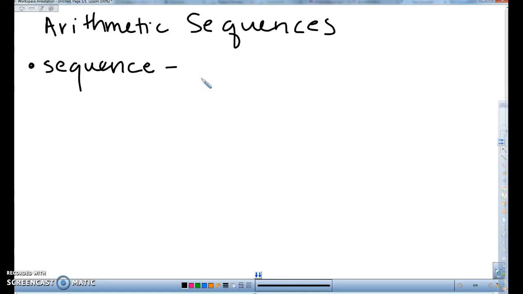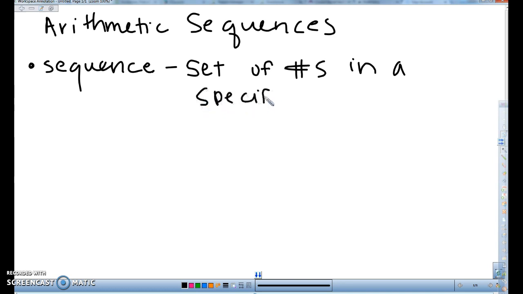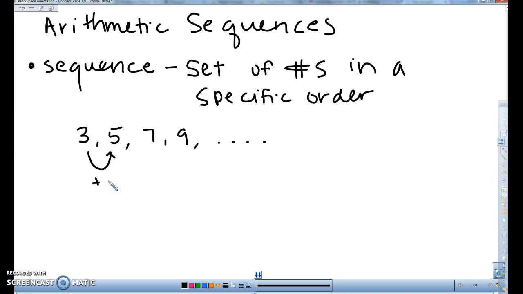So today we're going to be talking about arithmetic sequences. The first thing we need to define really, I guess, is a sequence. And most of you know that a sequence is a set of numbers in some kind of a specific order. So for instance, 3, 5, 7, 9, and on. You'll notice those are the odd numbers, but it's also a sequence because to get from 3 to 5, I'm doing that plus 2 every time.